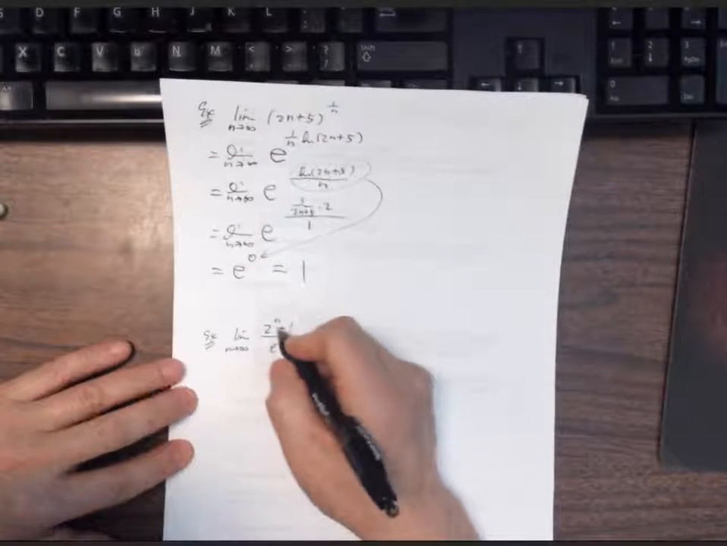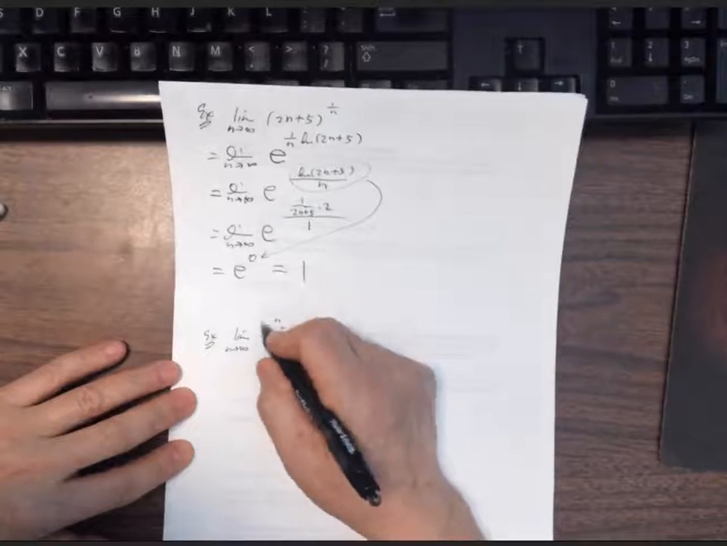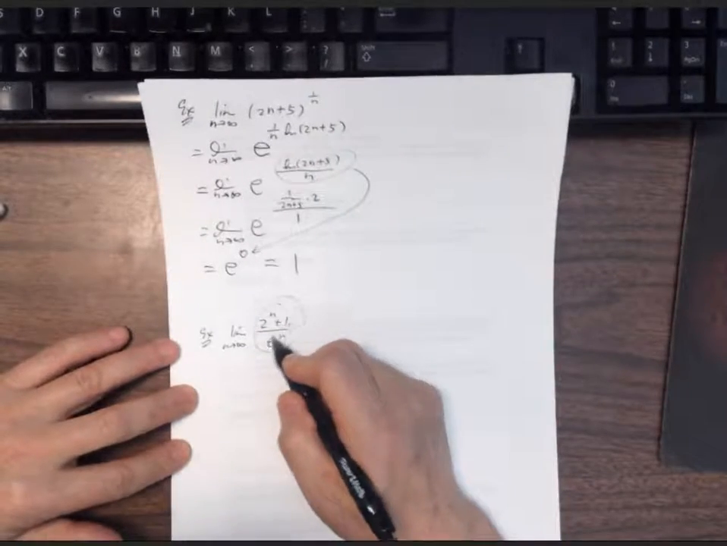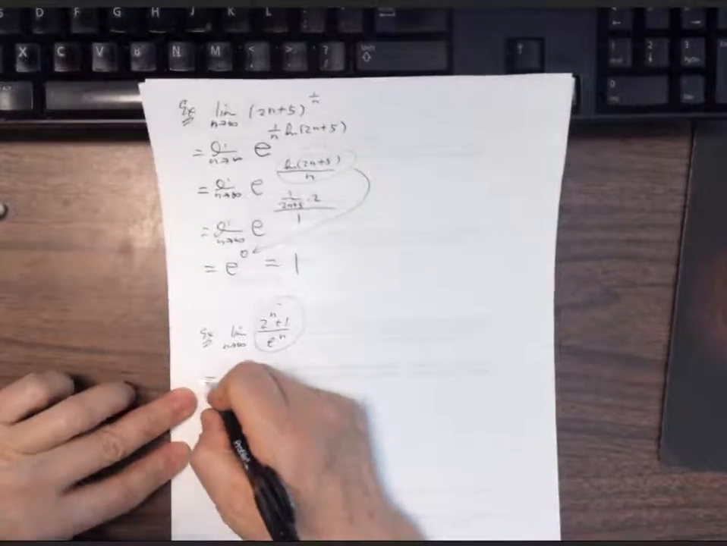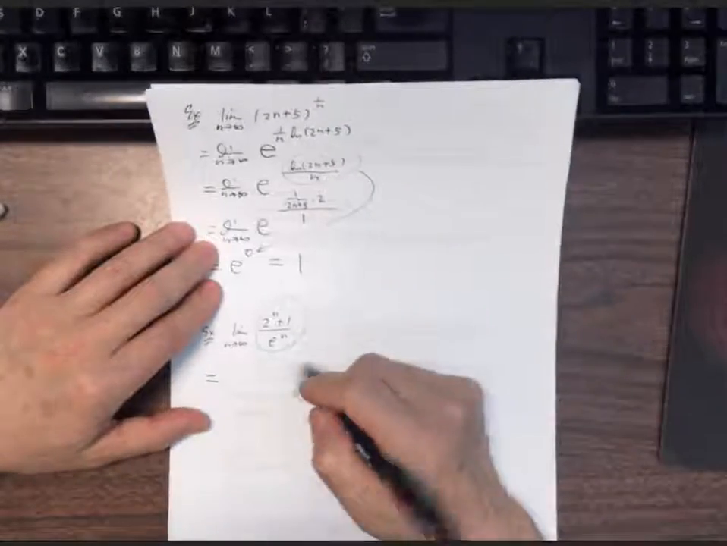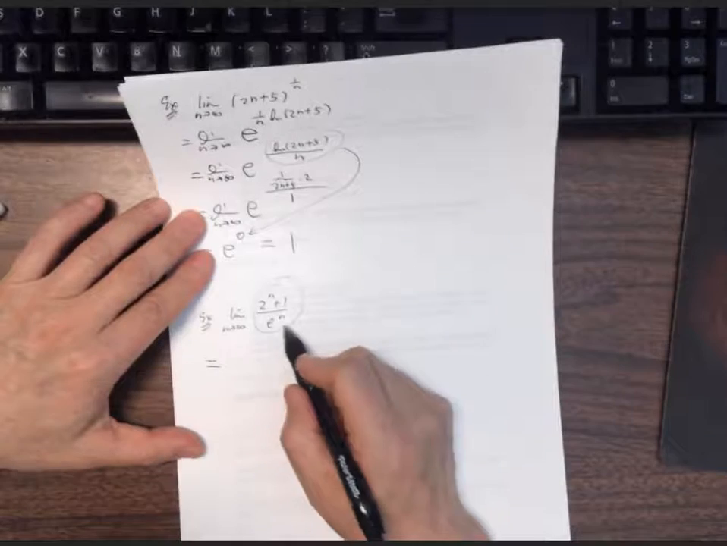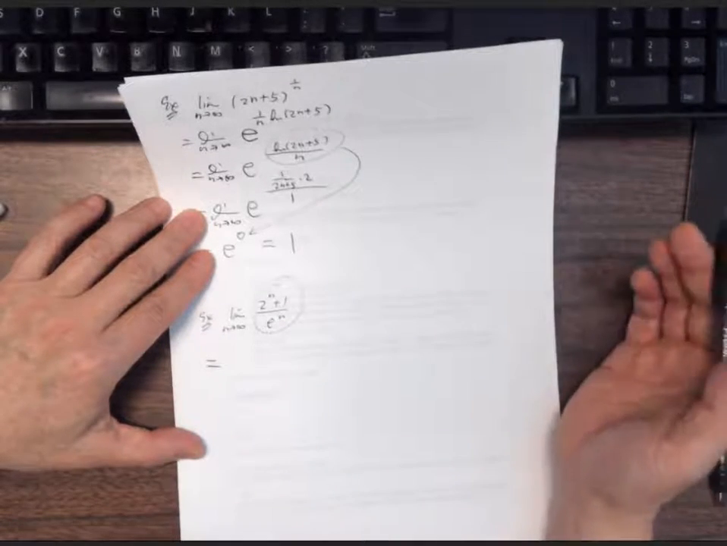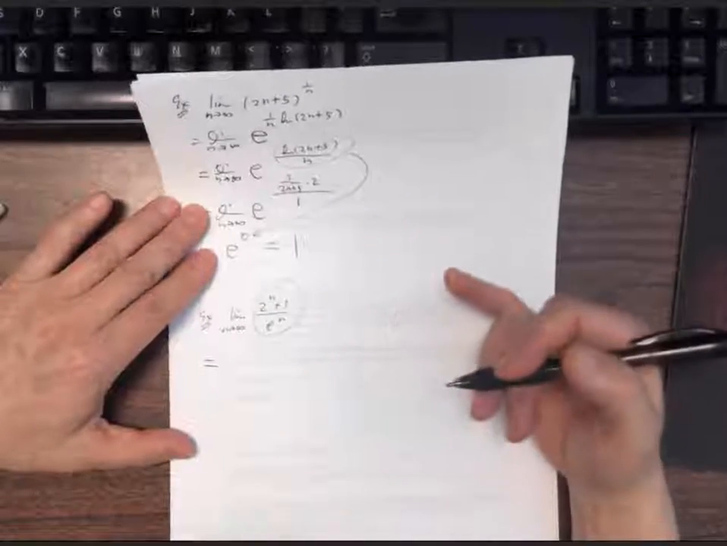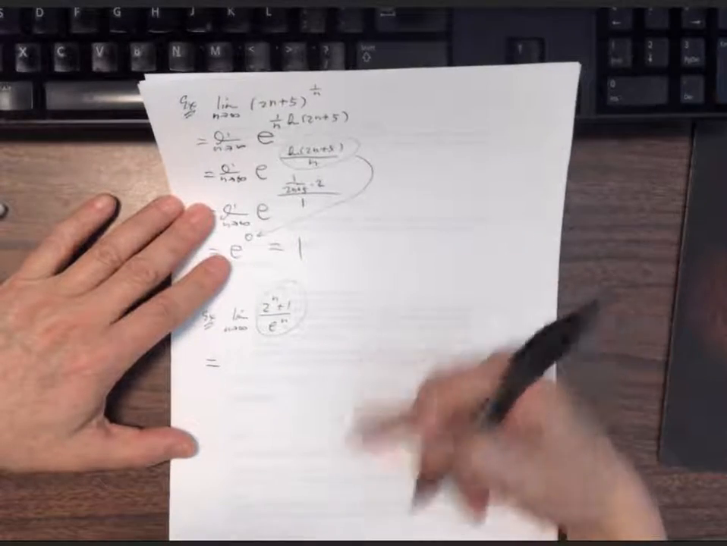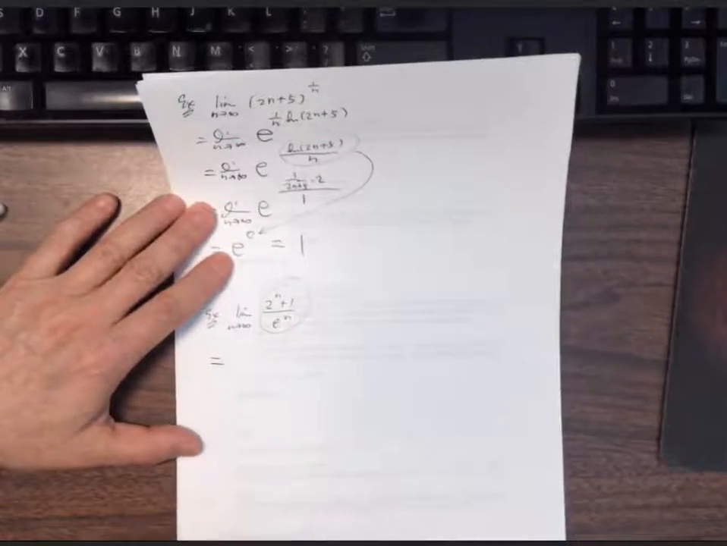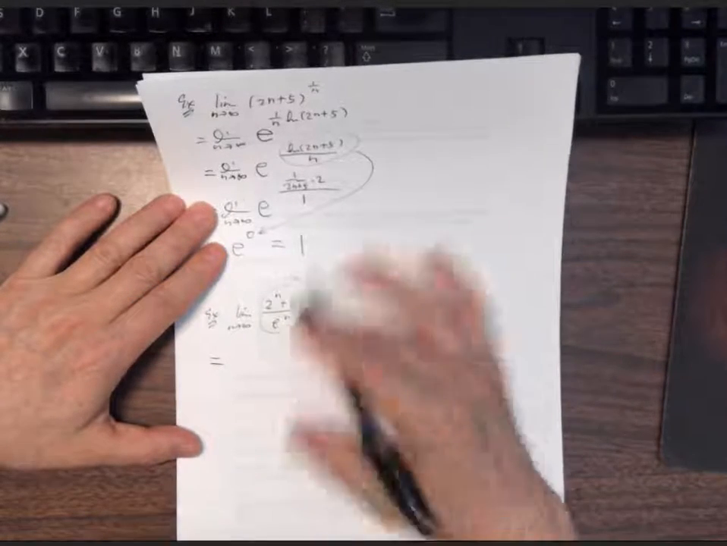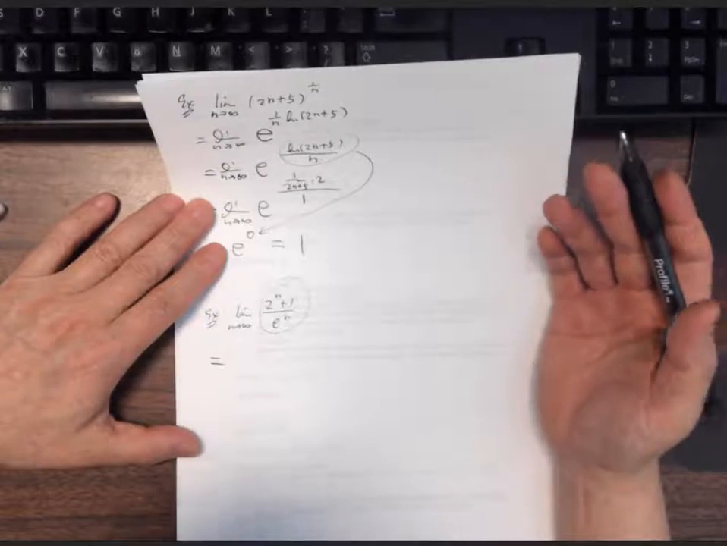Let's see another limit. The sequence is a fraction, 2 to the n plus 1 over e to the n. Apparently, we just estimate: the bottom approaches infinity, the top approaches infinity. So we actually have an indeterminate form. Now I don't want to apply L'Hopital's rule because the derivative of 2 to the n is a little bit more complicated.